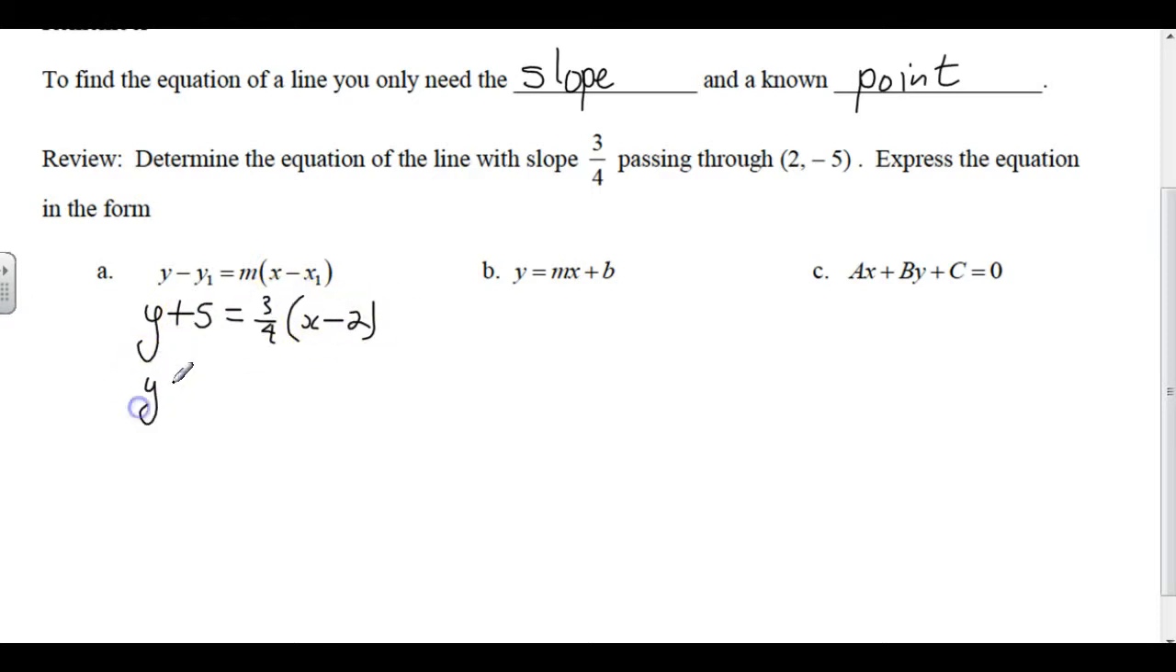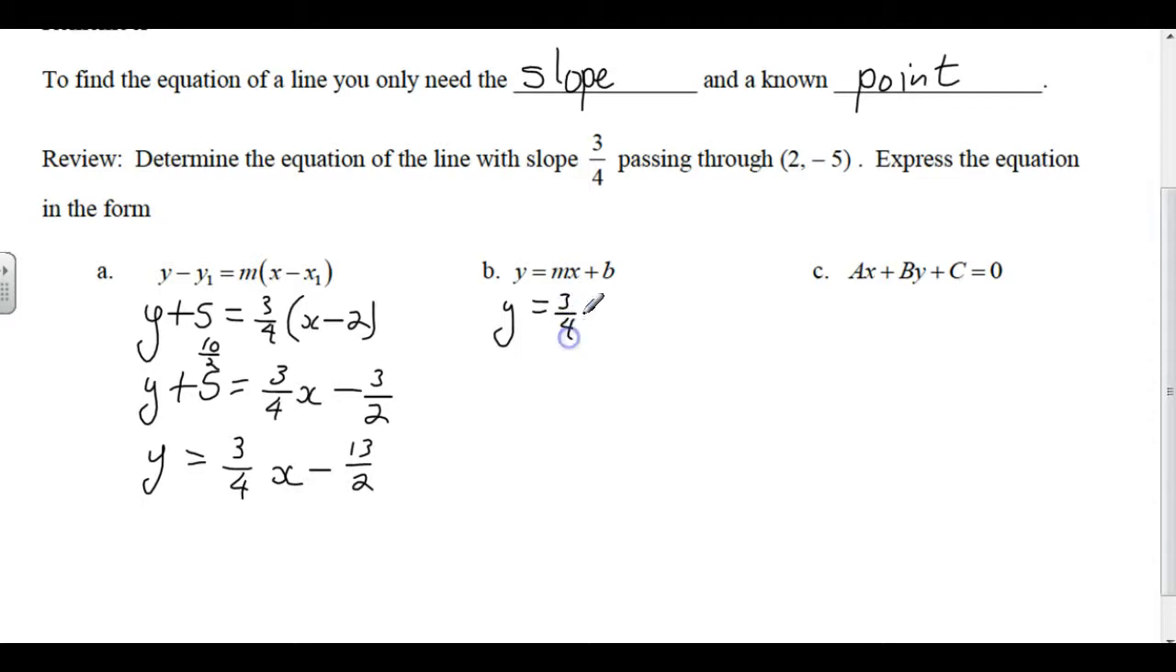So if we want to get this into slope y-intercept form, we are going to multiply this in. So y plus 5 is equal to 3/4 x minus, okay, so the 2 goes into that, so it'll be minus 3/2. And now we need to move this over. So think of 5 as 10/2, right? So we got y is equal to 3/4 x minus 3/2 minus another 10/2. So that'll be minus 13/2. So that's this form. y is equal to 3/4 x minus 13/2.